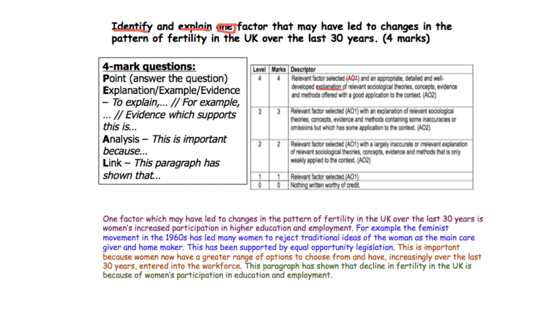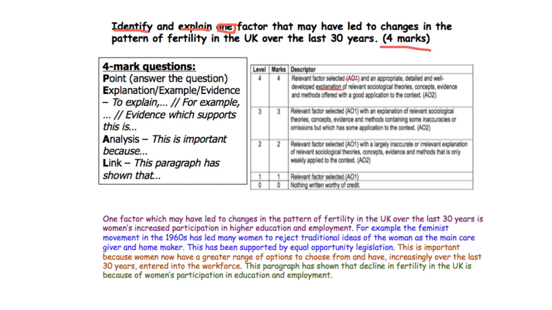Now, the reading I gave you actually laid this out really well for you. It gave you all the factors in bullet points. You could have had economic factors, labour market uncertainty would have been a good one, later marriages, women's increased participation in higher education and paid employment, which is what we're going to do today. It's our model answer, or the increased use of effective birth control methods. Any of these, you just need to choose one of these points would have been a sufficient factor that may have led to changes in the pattern of fertility in the UK over the last 30 years. But you only need to choose one for this 4-mark question.